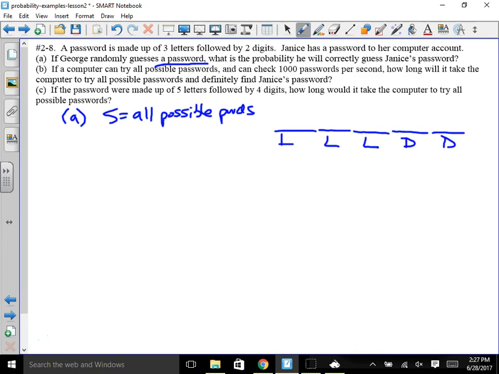So for example, let's say we chose B, X, X, and then 2, 4. That would be a potential password if a password is made up of 3 letters followed by 2 digits. So how many ways are there to make this choice?